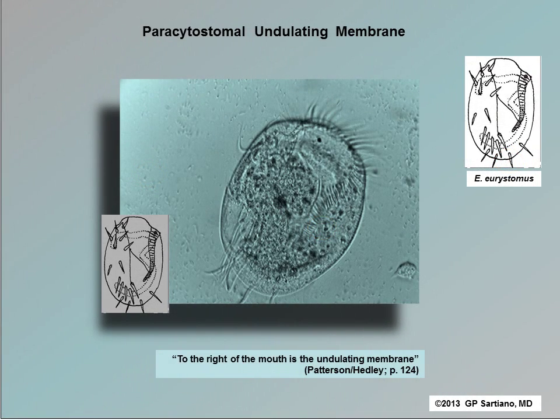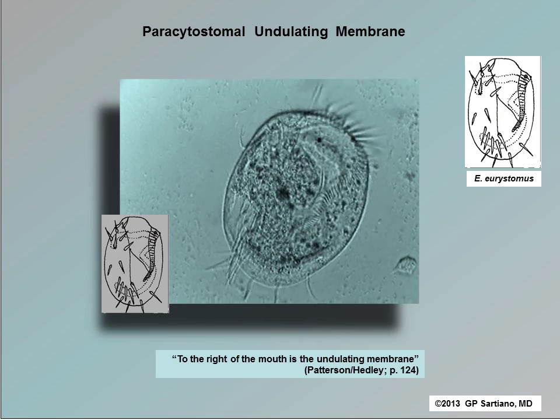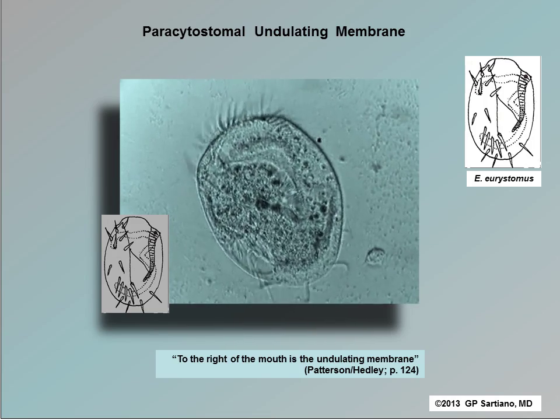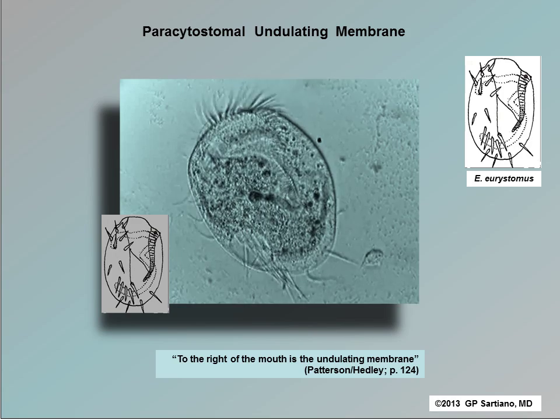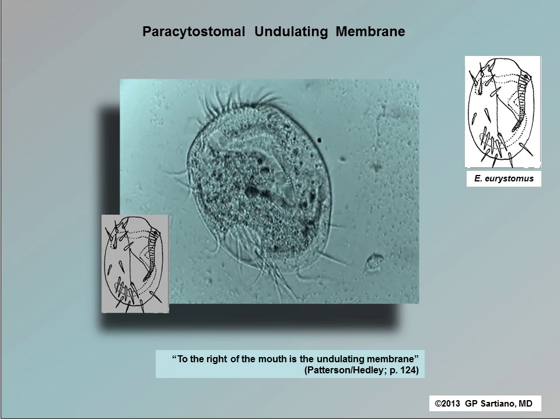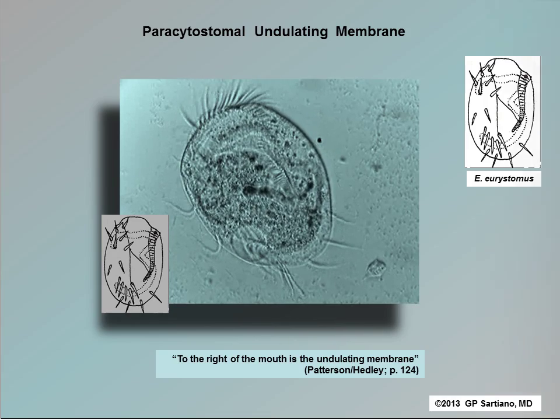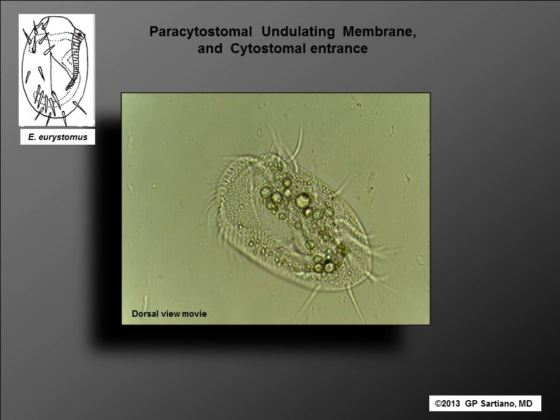Patterson, in his textbook, makes mention of the undulating membranes, which are to the right of the mouth in Euplotes. The next few screens will illustrate the locale and movements of these membranes. Because the organism is transparent, these membranes and their activities are visible from the dorsal aspect as well as the ventral aspect.